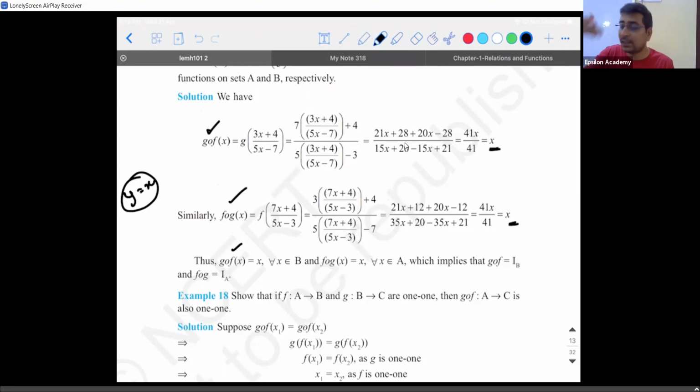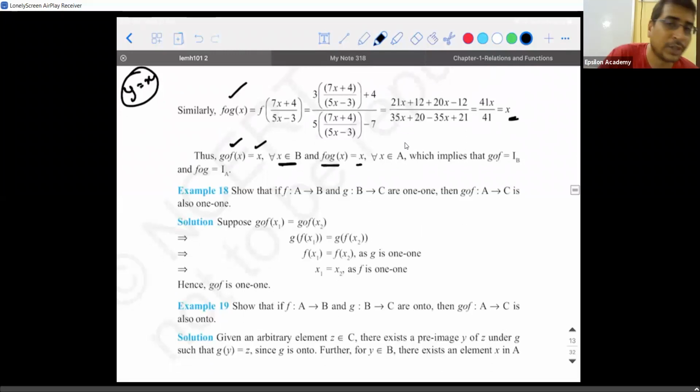But the question is, where does that x come from? If you do g circle f of x, you will get x for all values of x that belongs to B. Similarly, if you do f circle g of x, you get x for all values of x that belongs to A. That's it. Now, is there any doubt till this point? Is there anyone who didn't understand? Who's still having a confusion with any of these points?